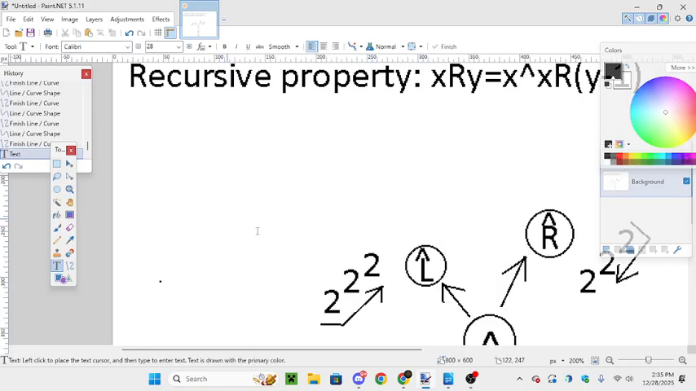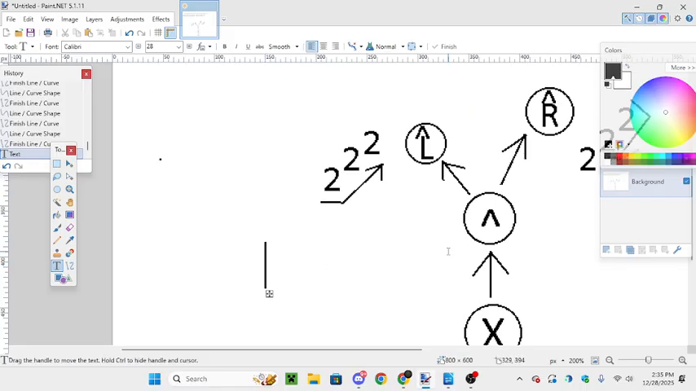Now, left tetration, because it grows so slowly, has an additional hyperoperation property. So left tetration right here is equal to saying x.